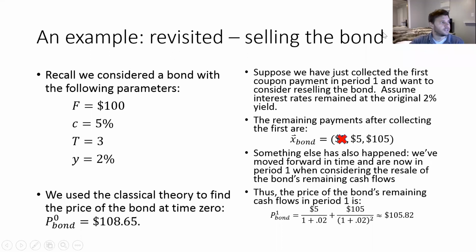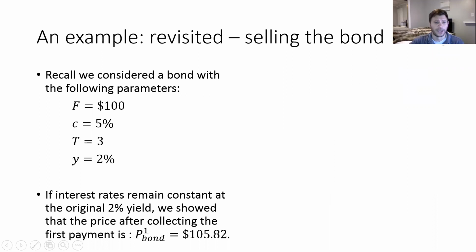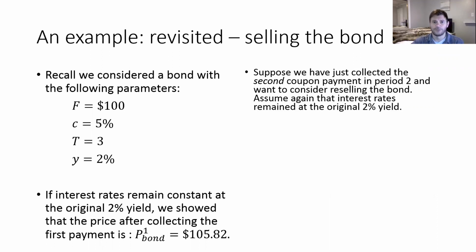So let's go ahead and continue this thought by thinking about what would happen if we went ahead and we collected that second payment and then thought about maybe selling the bond. How much could we sell it for after 2 periods? Okay, we saw after 1 period, the price of the bond fell a little bit down to 105.82. So let's suppose now we've just collected our second coupon payment and we're at the end of period 2. We'll again keep the assumption that interest rates are constant. We'll play around with that in just a moment.